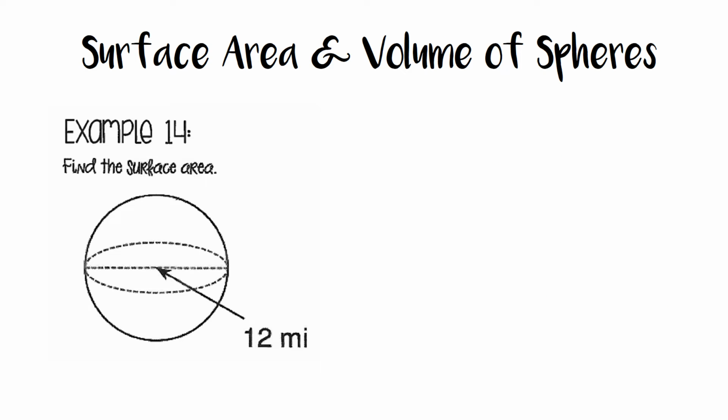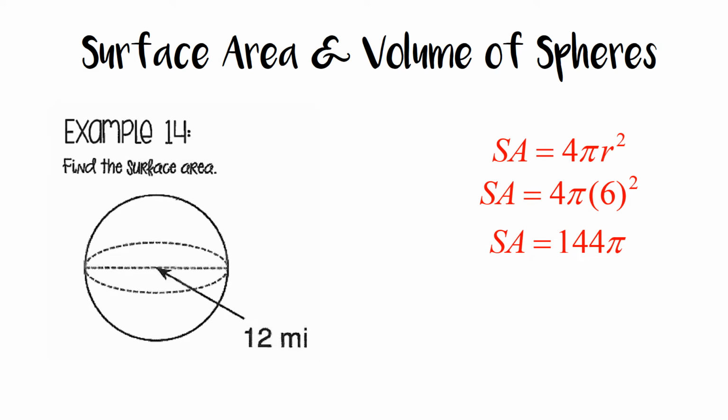Let's try another example. In this problem, they gave me the diameter of 12 miles on this sphere. It's a pretty big sphere. But for our surface area formula, we're going to need the radius. So half of 12 is 6. And we always want to square something before we multiply it. So we're taking 6 squared, which is 36 times 4 times pi. So that's 144 pi. And if we plug that into our calculator, we get 452.3893.